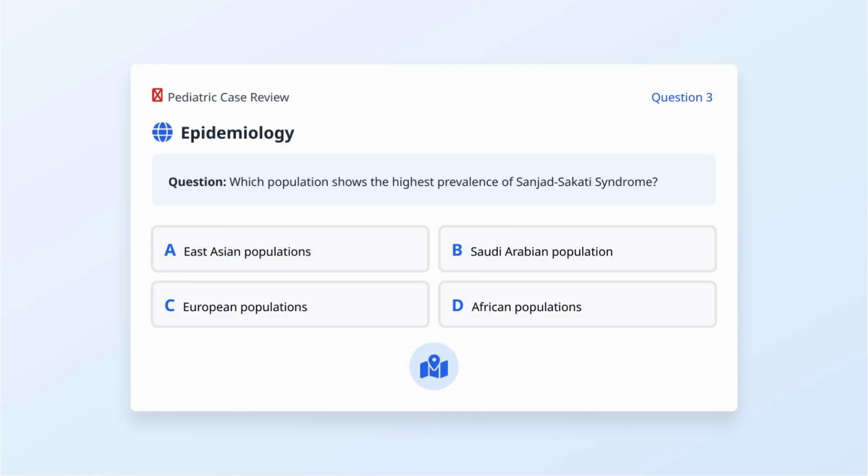Pediatric Case Review continues. Which population shows the highest prevalence of Sanjad-Sakati syndrome? Option A, East Asian populations. Option B, Saudi Arabian population. Option C, European populations. Option D, African populations. Consider the epidemiological patterns of this rare genetic disorder when selecting your answer.